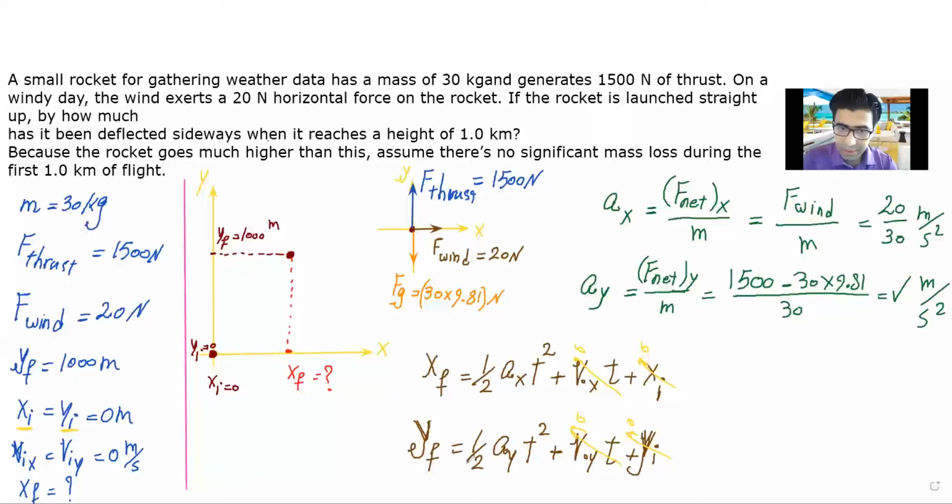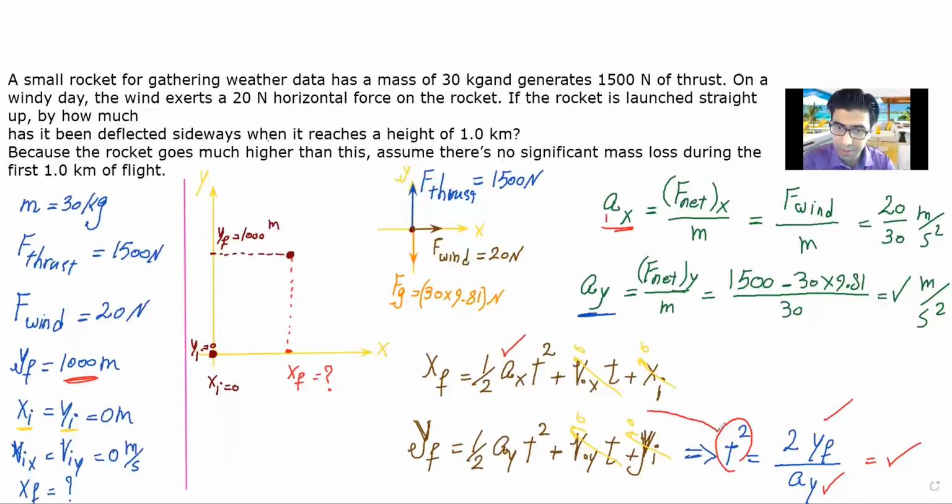So right now, easily from the second equation here, we can find t squared. t squared equals 2 y final over ay. ay is already found from here. So we have ay, and y final is one of the given pieces of information. So easily we can solve it for t squared. And after finding t squared, we can plug it in here to find x final, because ax also is found here. And this t squared can be plugged in here, and then easily we can find x final.